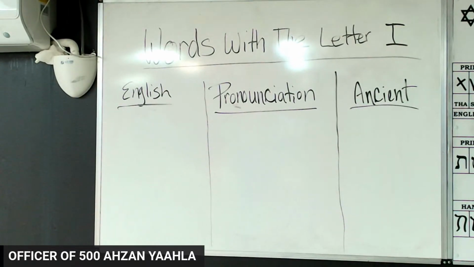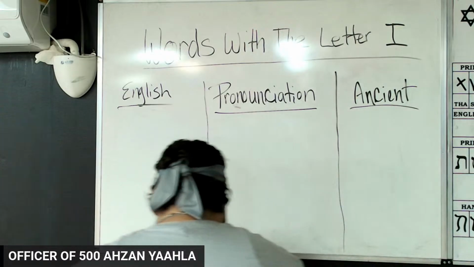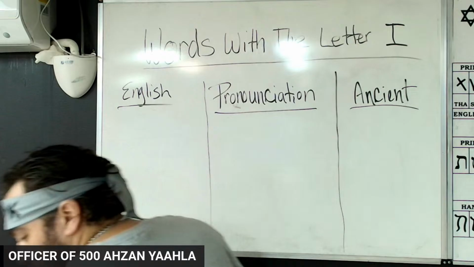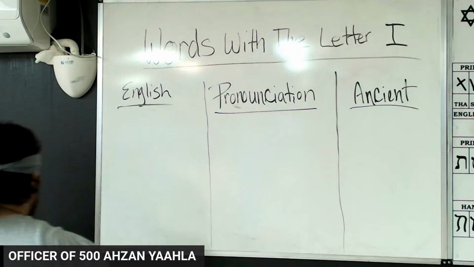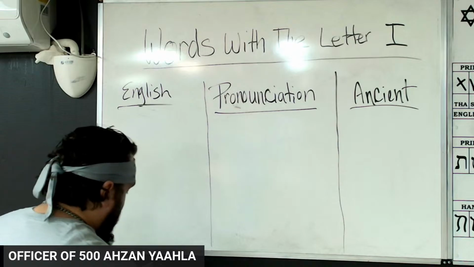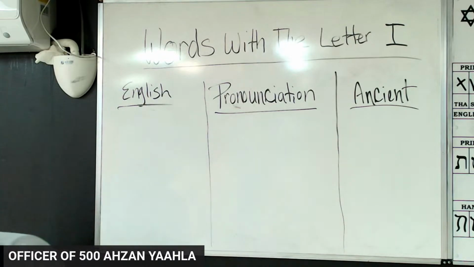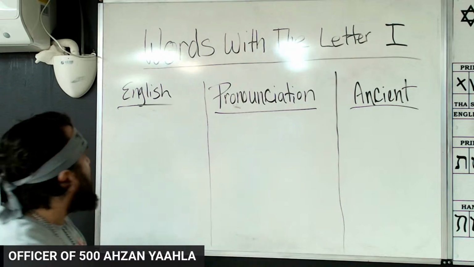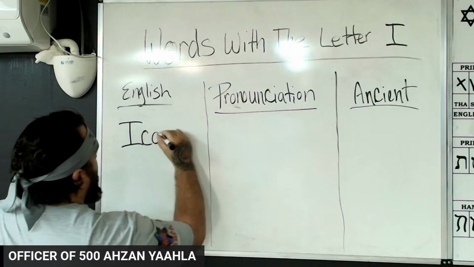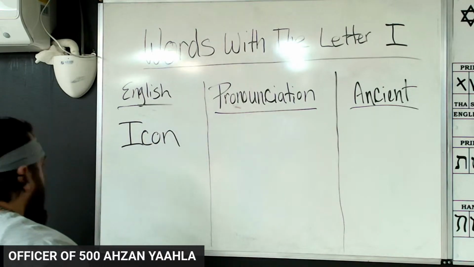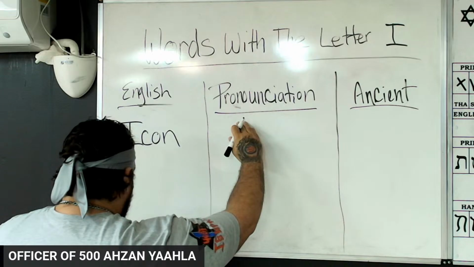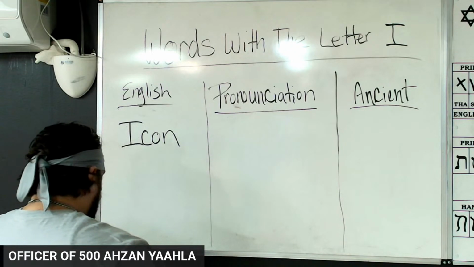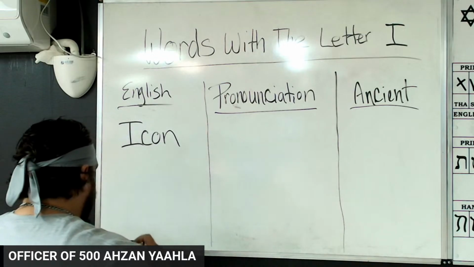All right. So let's get it. First word we're going to get into. The word we left off with was icon. The word we're going over right now is icon, all right? So icon in English is going to be called Ayakwawanyan. That's how you pronounce it.